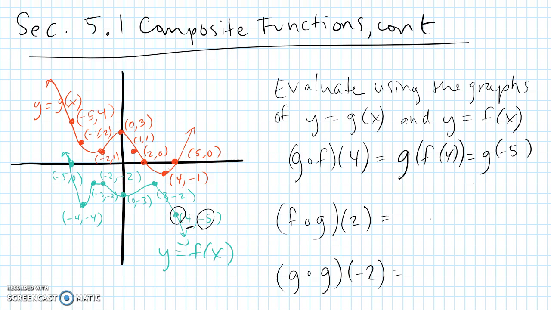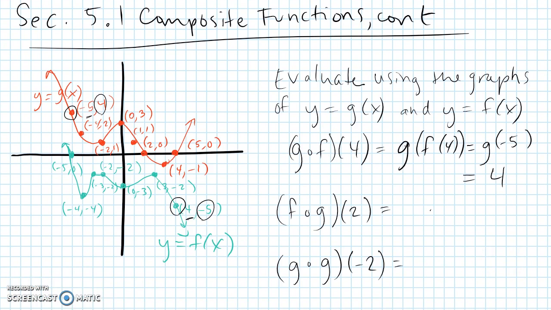And now what we're really looking at is g of negative 5. Well, g is the red function, so I'm going to go over to where x is negative 5, and it turns out that it's going to be 4, right? Okay, but that doesn't always happen, right? That's just kind of coincidental. Let's look at f composed with g of 2.